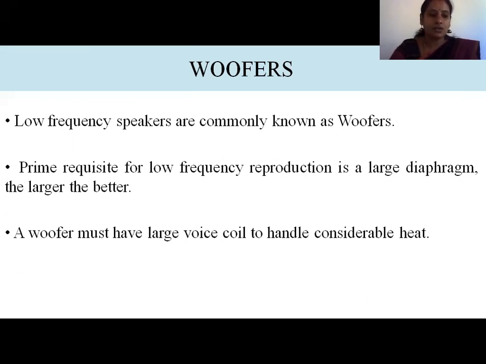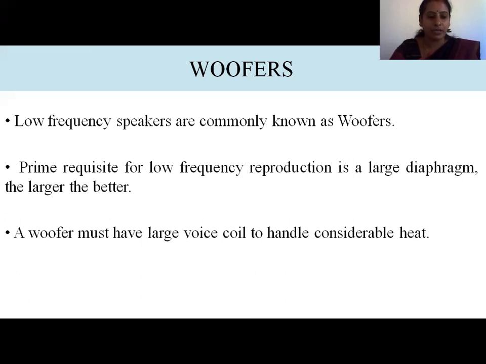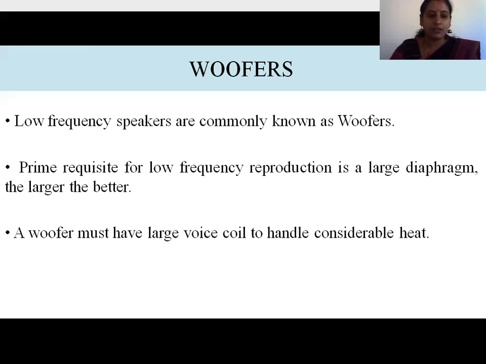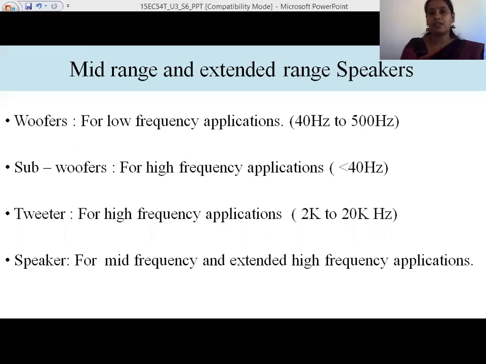So a woofer must also have a large voice coil to handle considerable heat. The larger the voice coil, the more current produced by the amplifier output circuit can be handled, and therefore the more power the woofer can handle. So finally, a strong magnet can be of great help to move the heavy voice coil and cone assembly as well. The better the woofer, the heavier the magnet assembly will be. So this is about woofers, and they can be divided into mid-range and extended range speakers.